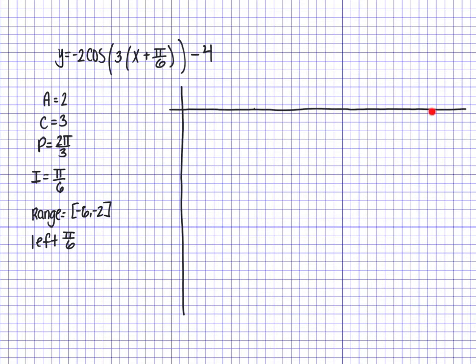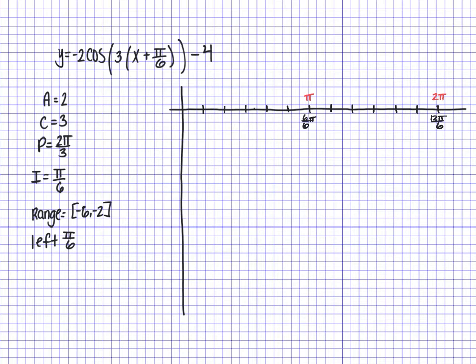Our x-axis is what we count by, and that is our interval. So interval is pi over 6, so I'm going to count by sixths. So 1/6, 2/6, 3/6, 4/6, 5/6, 6/6, 7/6, 8/6, 9/6, 10/6, 11/6, 12 over 6, 12 pi over 6. So that is your 2 pi, and this is your pi.